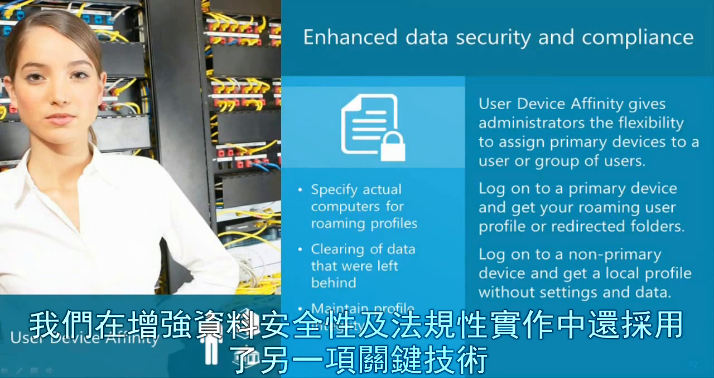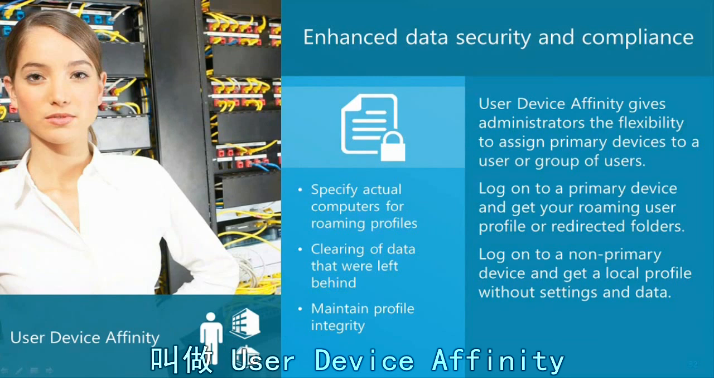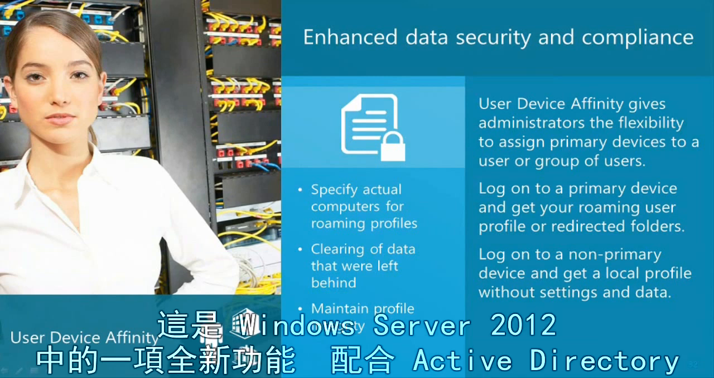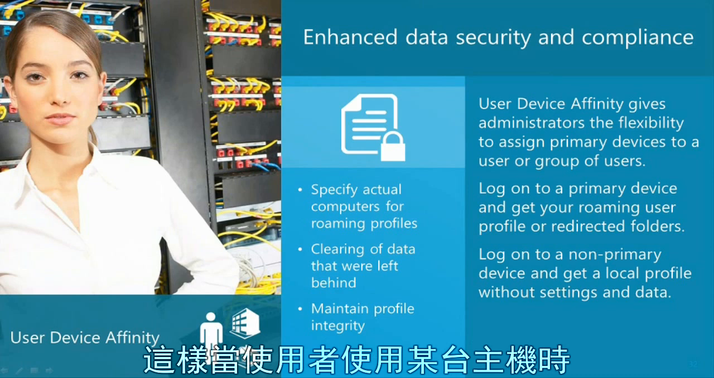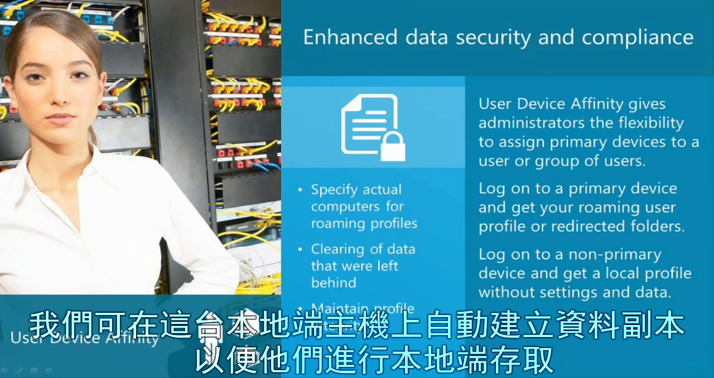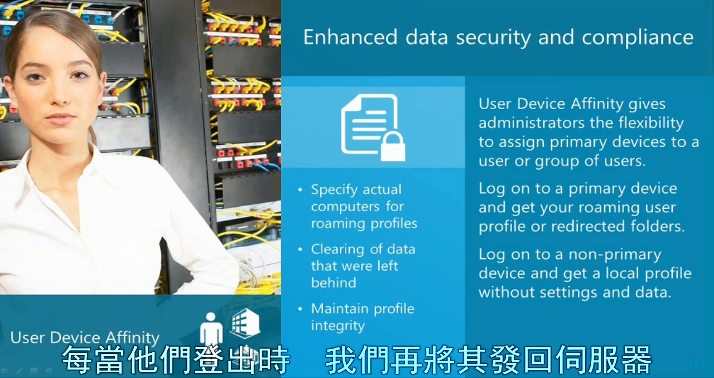Another key piece of what we're doing with enhanced data security and compliance is what we call user device affinity. This is a new feature in Server 2012 that leverages Active Directory. And it really allows you to specify, if I've got roaming profiles, so that whenever a user sits down at a machine, we automatically put a copy of their data on that local machine so they can access it locally, and then when they log off, we sync it back up onto a server.